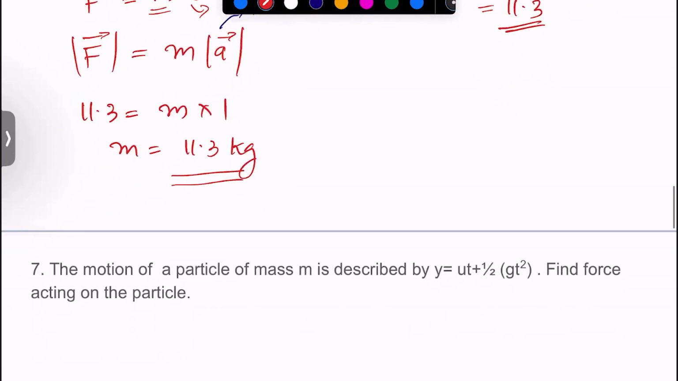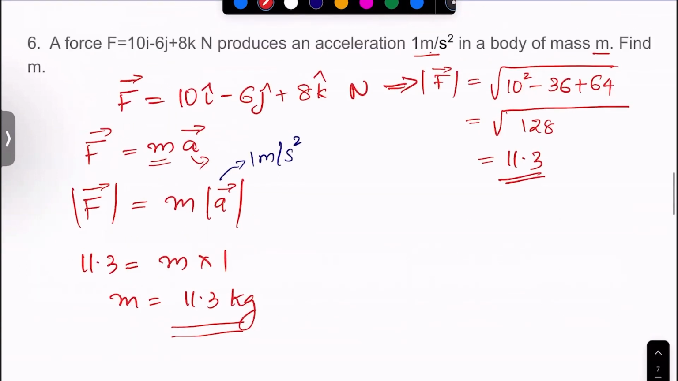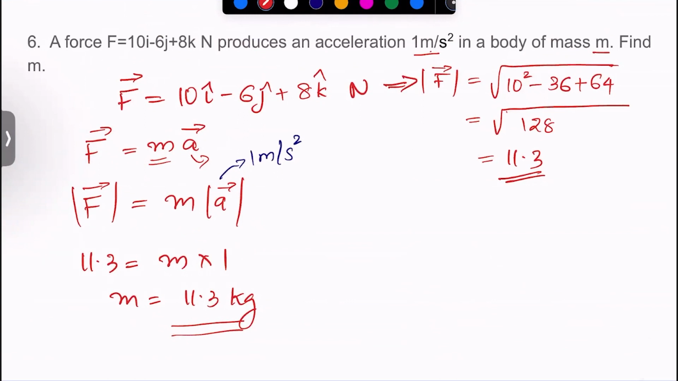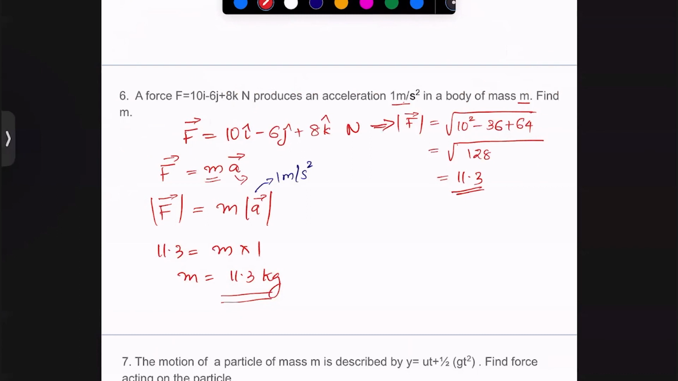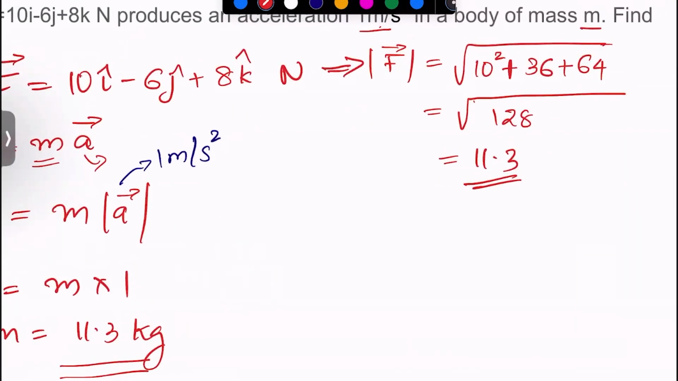Sorry, wait, I think I am wrong here. It's minus 6, right? So minus 6 squared is plus 36. I'm so sorry. Now 100 plus 36 plus 64 is equal to 200. So root of 200 is approximately 14.142 kilogram.